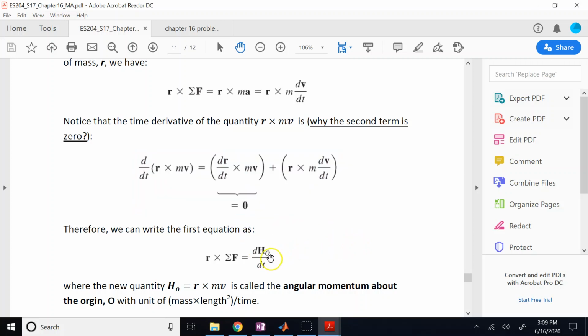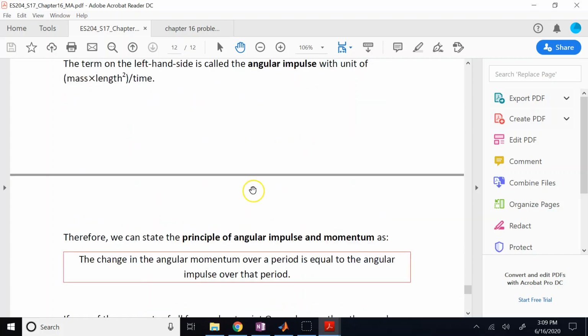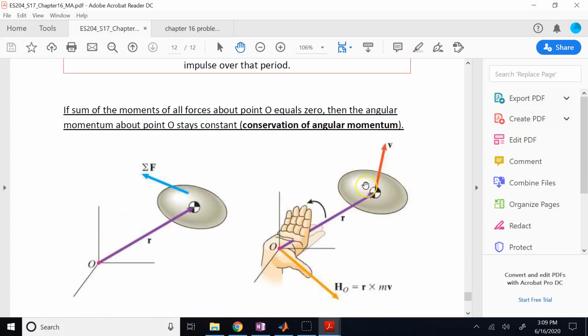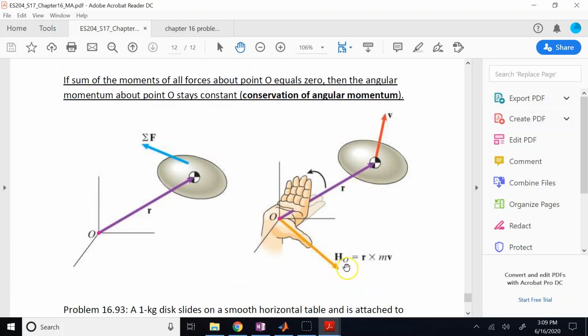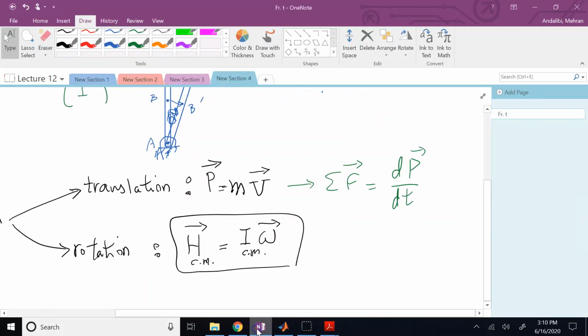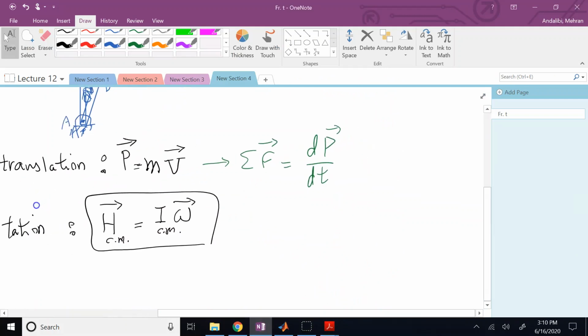So first things first, the definition of angular momentum is this. If you have a particle with mass m and velocity v, and the position of the particle with respect to point O is r, then r cross mv is what we call angular momentum. But what is mv itself? If you remember, mv is the linear momentum of the particle. So angular momentum is the position vector cross linear momentum, okay?